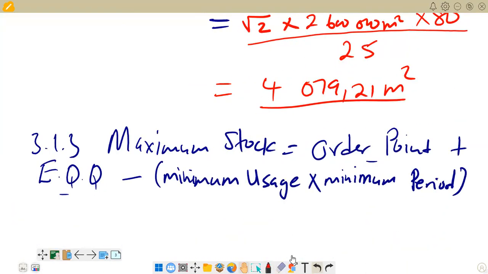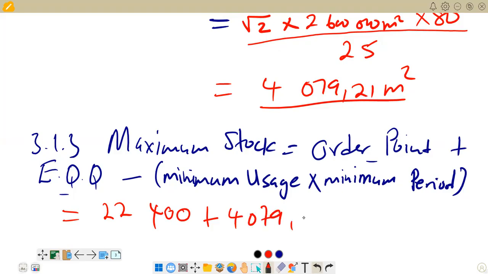Order points. So now we are here. We say equal. Our order point, we found it as 22,400. So we are going to say 22,400, and then we add the economic order quantity, which is 4,079.21, and then we subtract in brackets minimum usage.